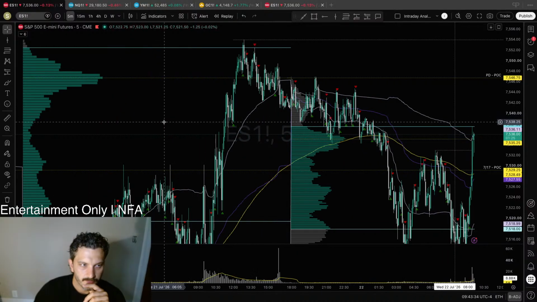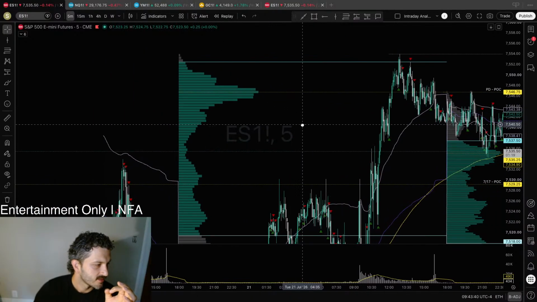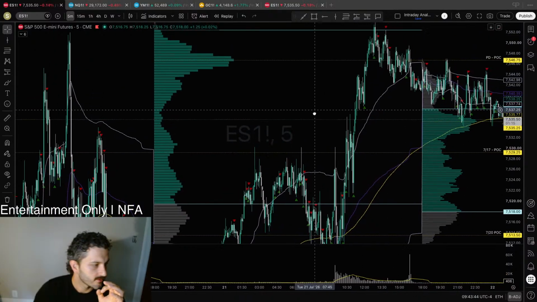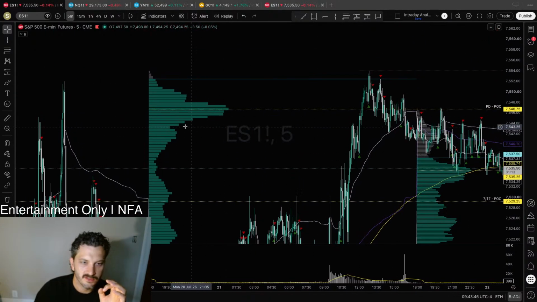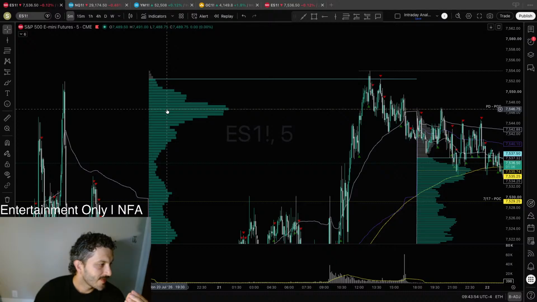Now, once again, point of controls are where the highest amount of volume is traded per session. During yesterday's session, there's a lot going on here. This is yesterday's session. During yesterday's session, that point of control is sitting right at 7546.75. So that area had the most volume traded during the session.